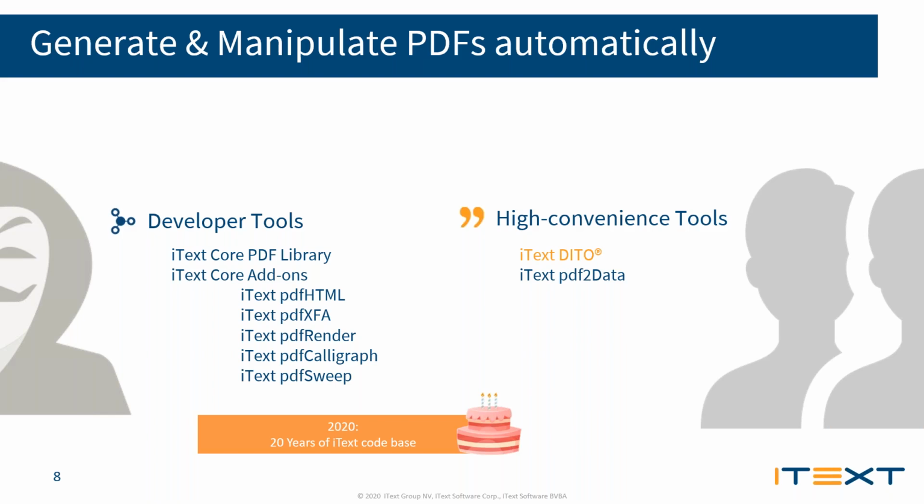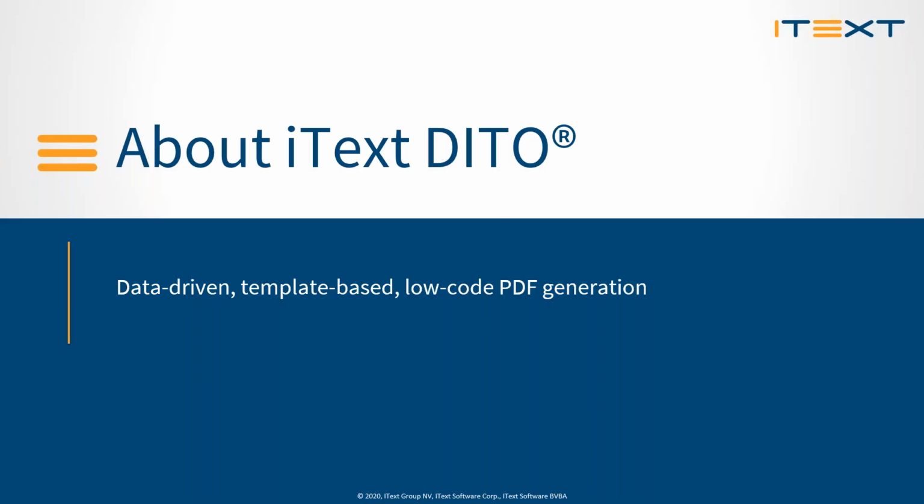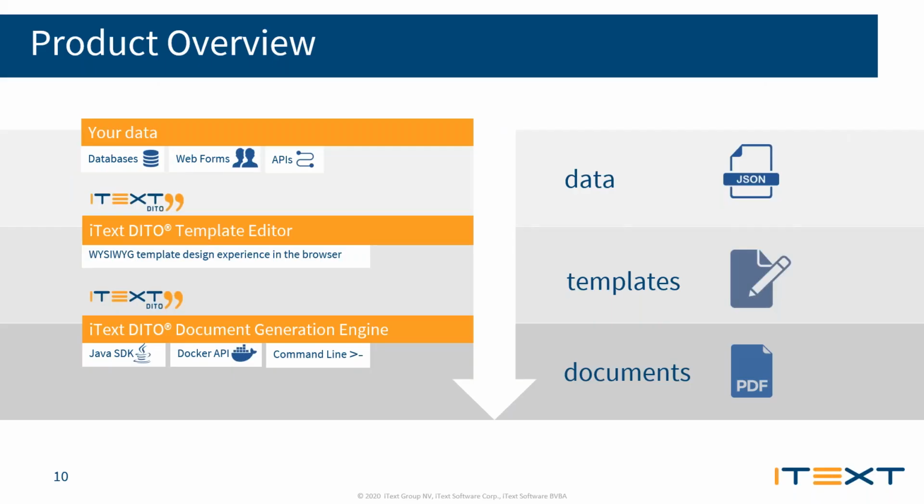But obviously in this session, we're going to focus on the flagship of our high convenience tools, which is iText Dito. iText Dito is actually a data-driven, template-based, low-code PDF generator. So that's quite a mouthful: a data-driven, template-based, low-code PDF generator. So let's zoom into that. Let's break it apart just a little bit.